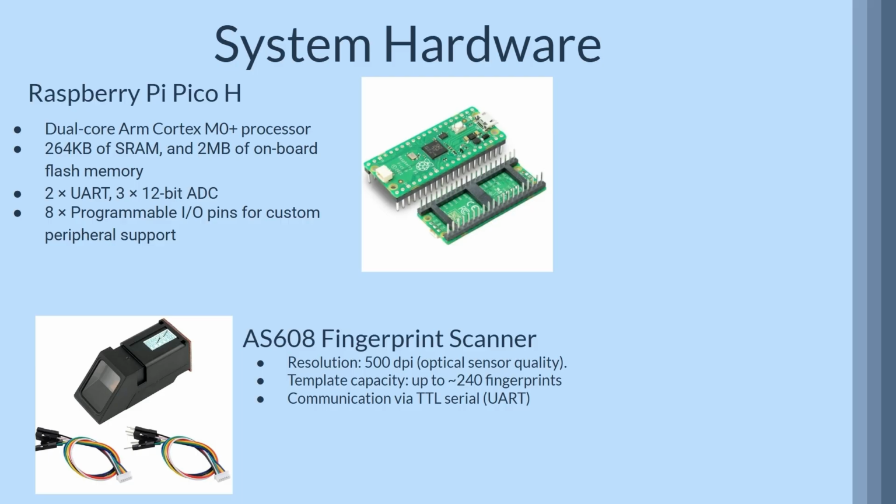Going into system hardware, the microcontroller that was used was the Raspberry Pi Pico H. What's important here is the fact that it has UART pins, as well as programmable I/O pins for custom peripheral support, which is what the fingerprint scanner needs. The fingerprint scanner was the AS608. It has a resolution of 500 dpi and is able to store up to 240 fingerprints. It also communicates through TTL serial, which is an asynchronous form of UART.